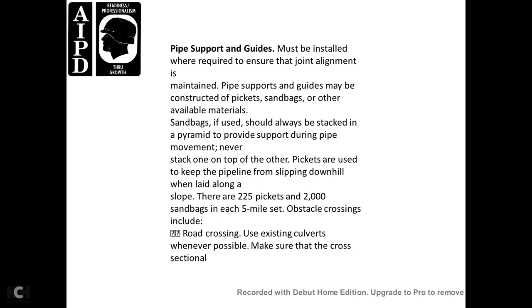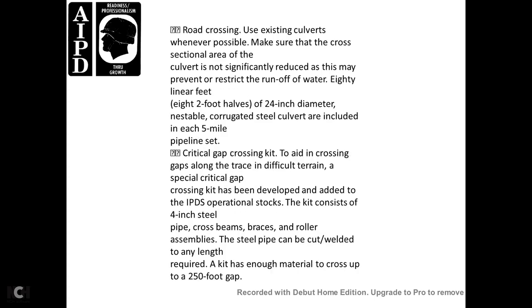Obstacles crossing, including road crossing. Use existing culverts whenever possible. Make sure that the cross-sectional area with the culvert is not significantly reduced, as this may restrict the flow of the runoff water. 80 linear feet of 24-inch diameter nestable corrugated steel culvert are included within each 5-mile pipe set.